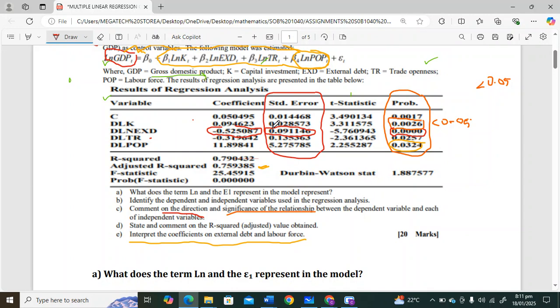So the interpretation of the coefficient of external debt: if external debt increases by 1 unit, GDP reduces by 0.525%. And this is a precise value because our standard error is small.